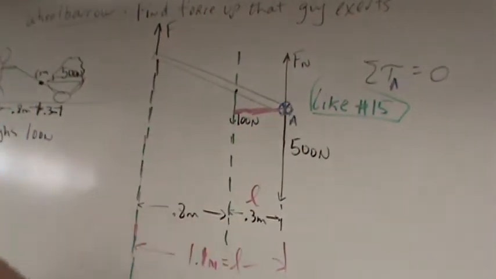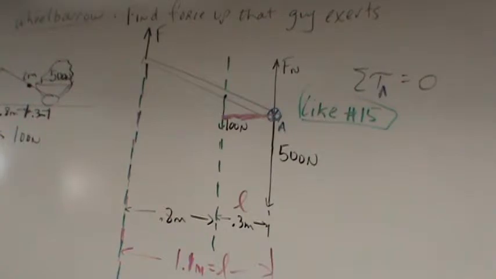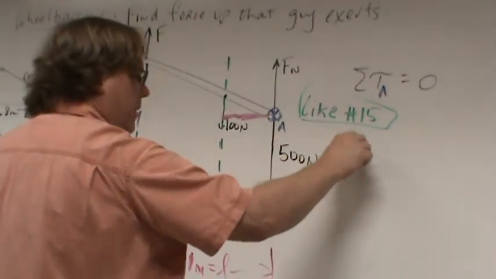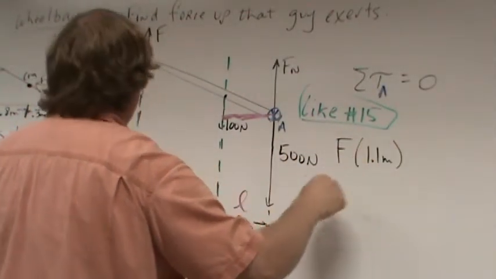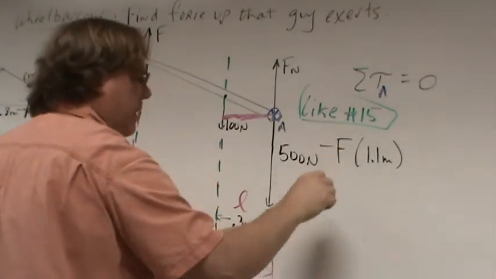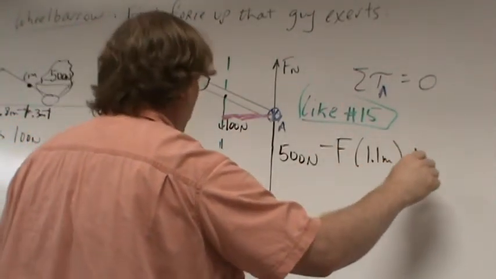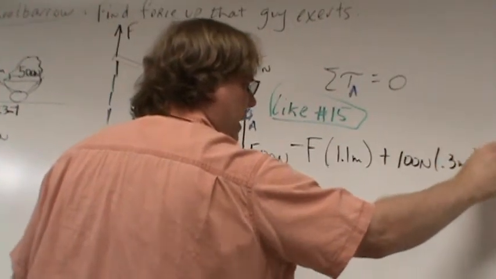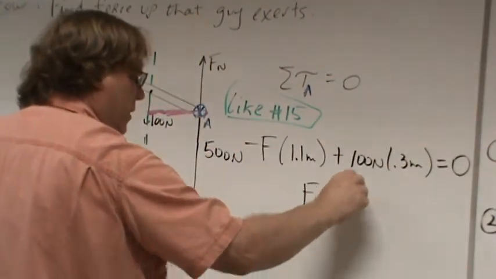And I just want you to know, they've given you all the lever arms. They've given you the perpendicular components of the length of the wheelbarrow. And there they are. So when you do this problem, all I got is F times 1.1 meters, and that's going to rotate it counterclockwise, so that's minus, and then plus 100 newtons times 0.3 meters equals 0, and so I get my force, I get my answer there.